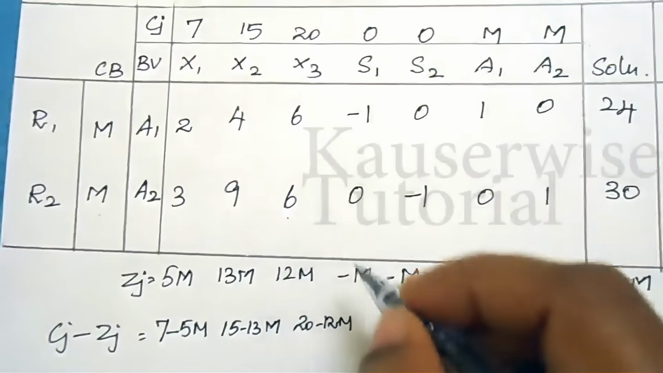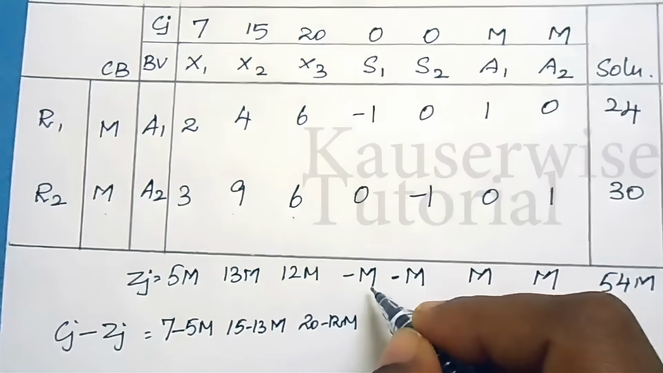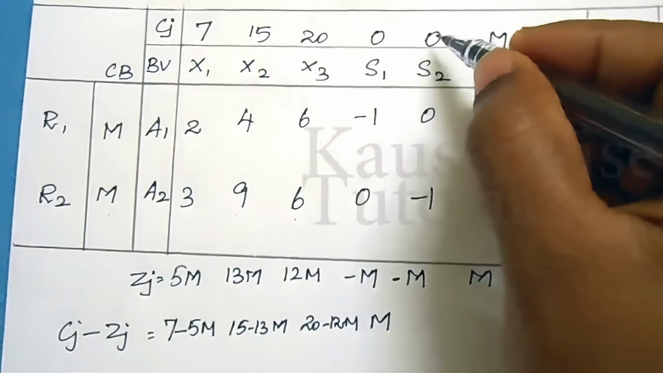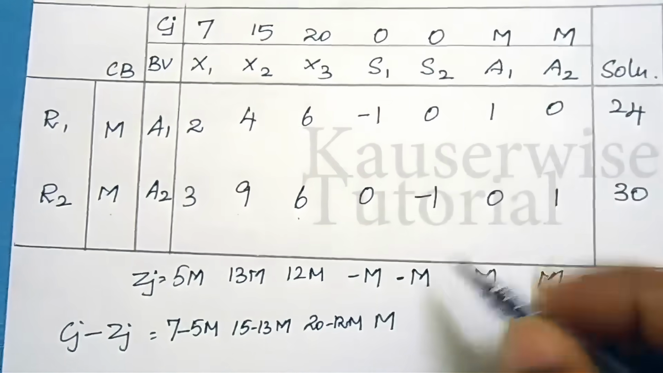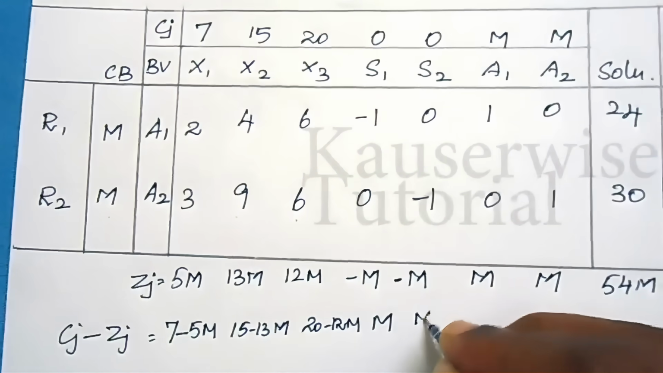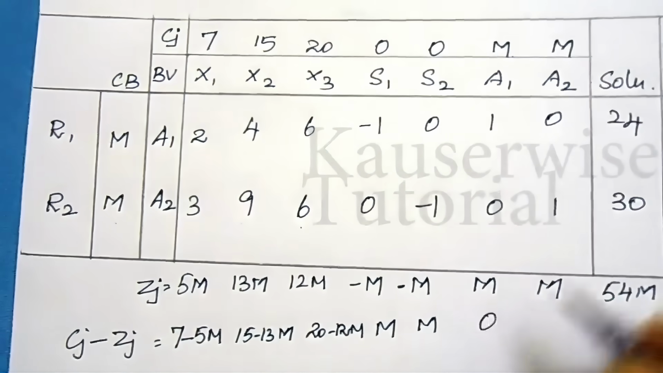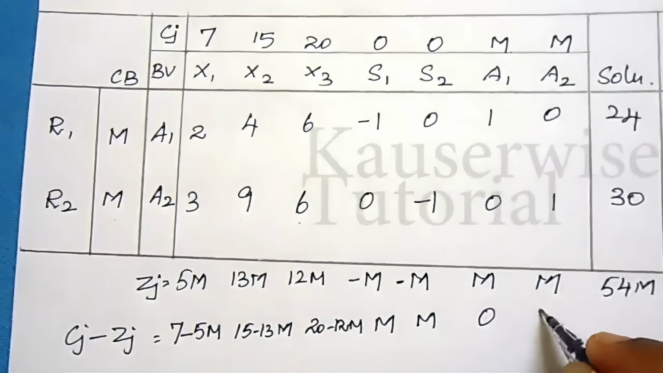Next one, 0 minus minus m. Already minus is there, so 0 plus m, so the answer is m. Next, 0 minus minus m, so minus minus is plus, plus m. Next one, m minus m, 0, m minus m, 0.